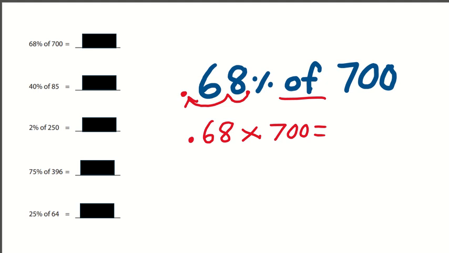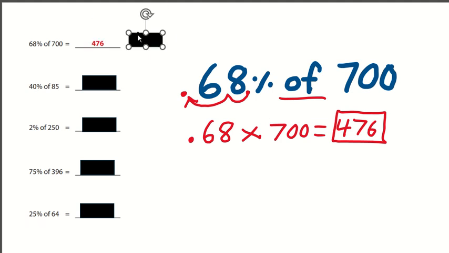Now, we're going to pull out our handy-dandy calculator and we're going to type this in and go 0.68 times 700. And if you typed it in correctly, you will get 476, which means 476 represents 68% of 700. Now, let's double check our work. Oh my goodness, we are correct.